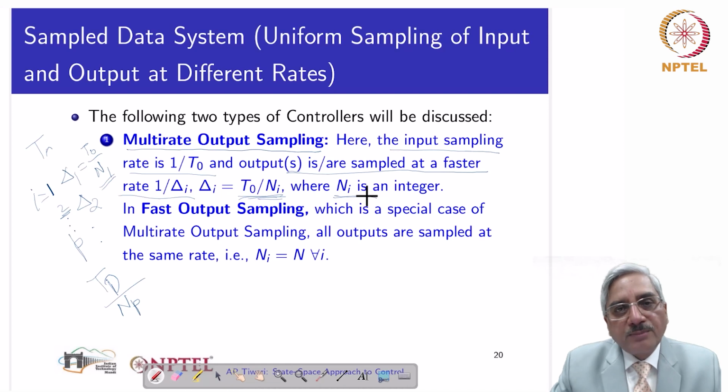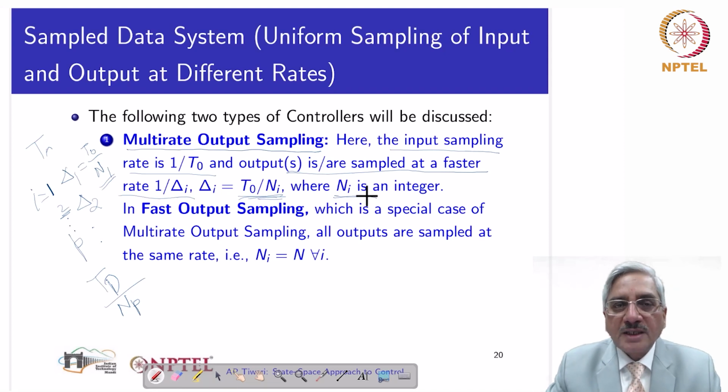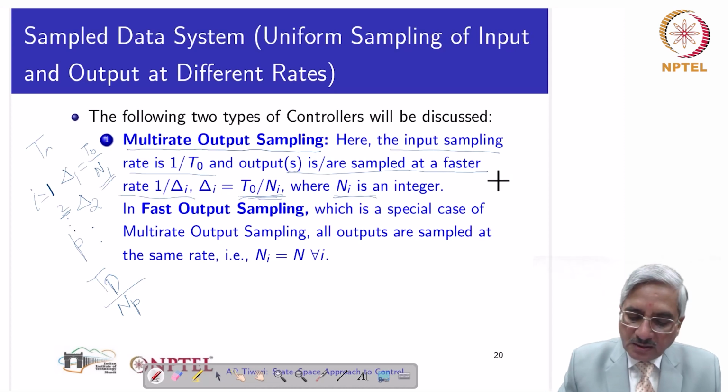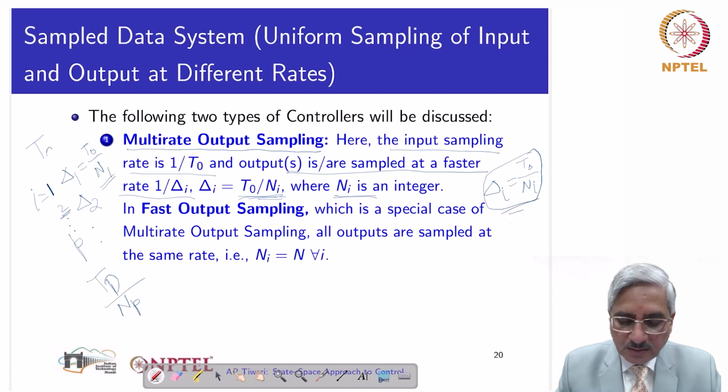So in the multi-rate output sampling, the inputs are sampled uniformly every t0 seconds. Sampling rate on the input side is uniform, 1 by t0. Sampling rate on the output side is also uniform. Each output is sampled at the same uniform rate given by delta i. The ith output is sampled at the rate 1 by delta i. Sampling period is delta i. However, delta i is smaller than t0. And the relationship is that delta i is t0 by ni, ni is an integer. So t0 is an integer multiple of delta i. And of course, even though each output is sampled at a uniform rate, the different outputs get sampled at different rates, each satisfying this criterion.